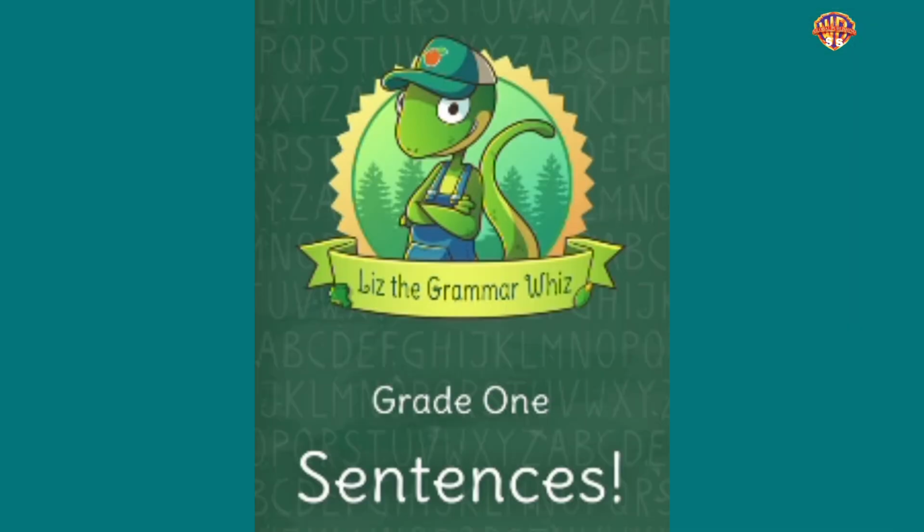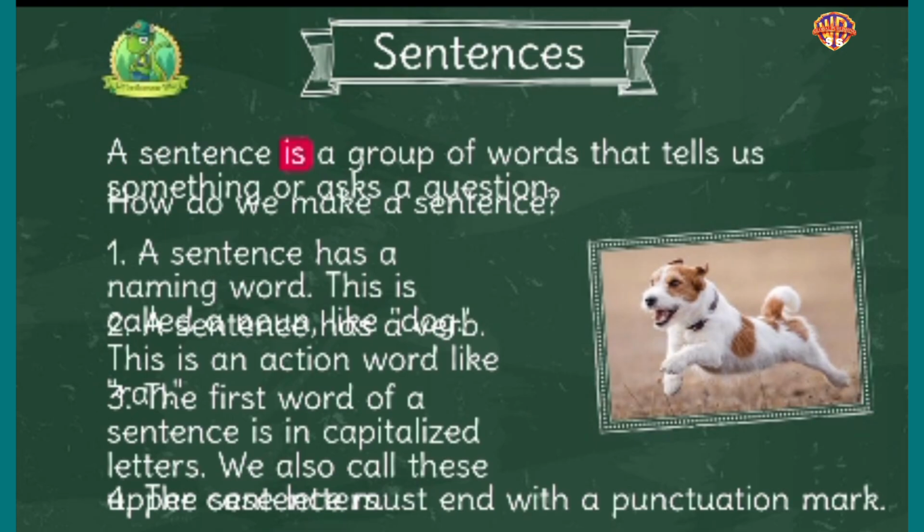Grade 1. Sentences. A sentence is a group of words that tells us something or asks a question. How do we make a sentence? 1. A sentence has a naming word. This is called a noun, like dog. 2. A sentence has a verb. This is an action word like ran. 3. The first word of a sentence is in capitalized letters. We also call these uppercase letters. 4. The sentence must end with a punctuation mark.